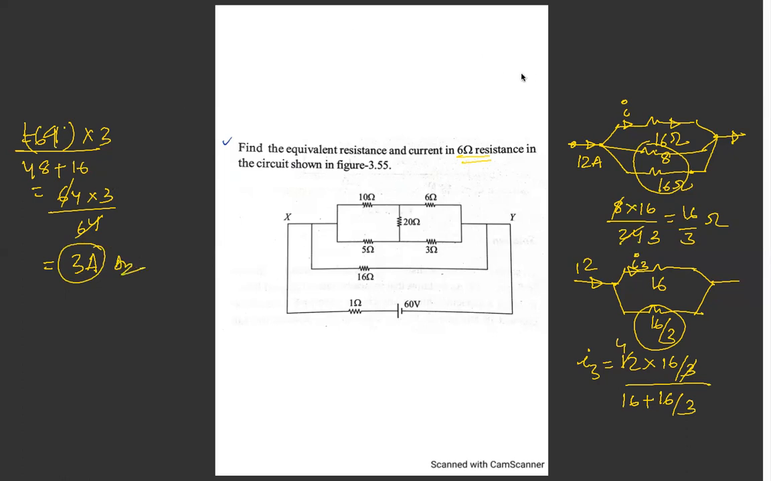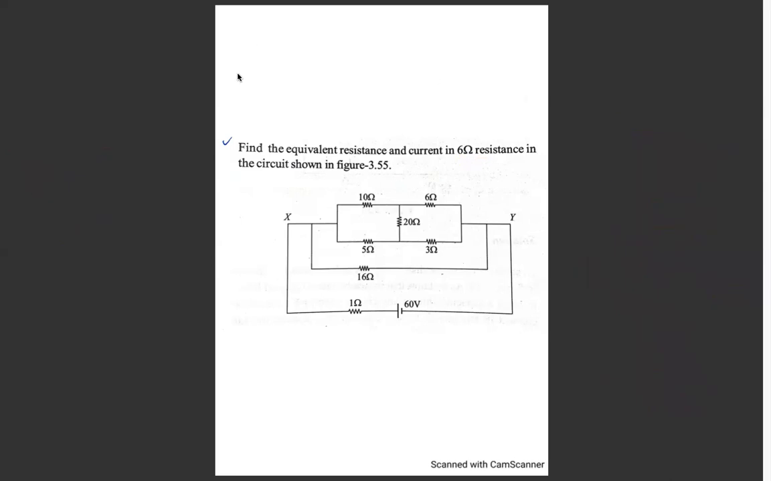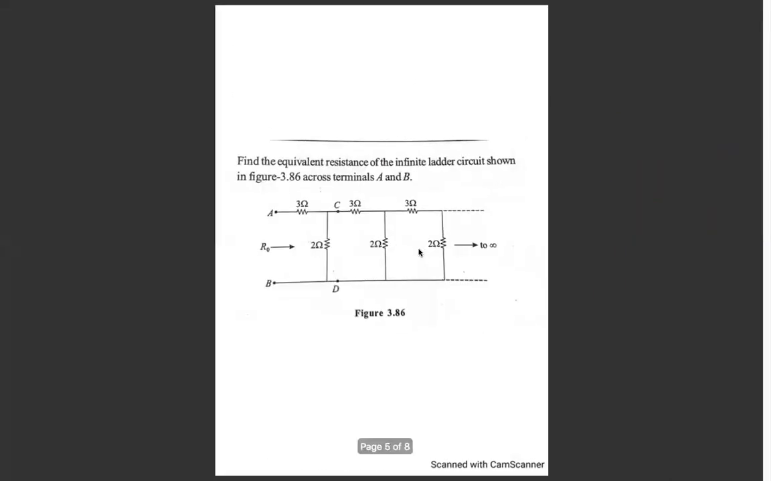So without using the loop rule also we can solve it. As we are familiar with, you can do it easily. So the next problem is: find the equivalent resistance of the infinite ladder circuit as shown in the figure across the terminals A and B.